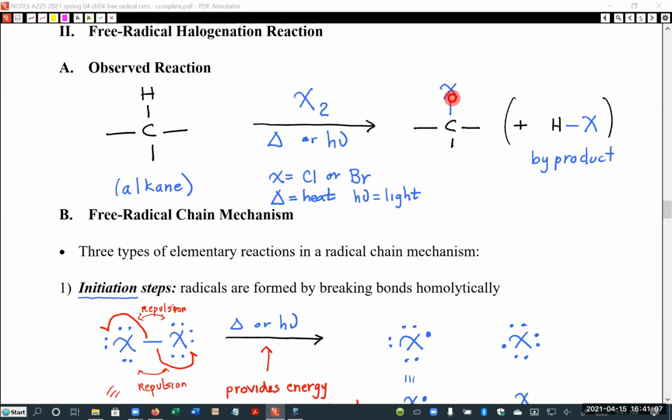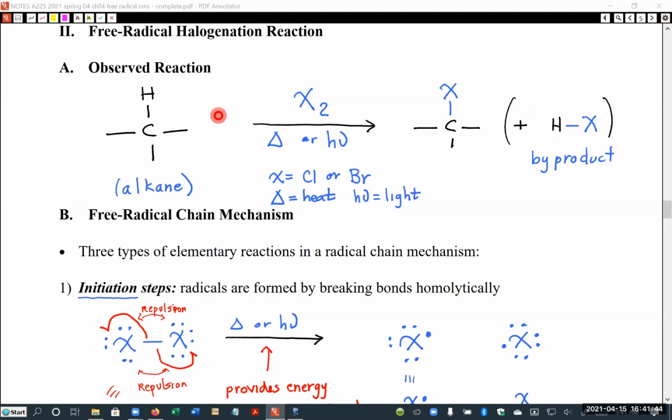Now, here's the thing. It turns out that what we get in this reaction, we also get a byproduct where the hydrogen that was replaced is now attached to the other halogen. And most of the time, we ignore byproducts. But it turns out if we're calculating the energy changes for the reaction, we need to make sure to put all of the reactants in and all of the products, including the byproducts, or else our energy change will be inaccurate.